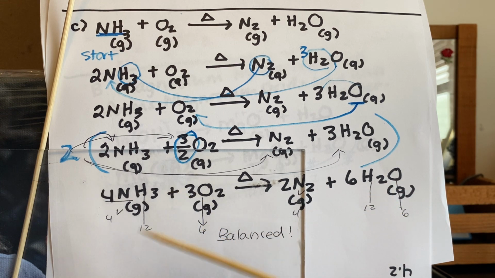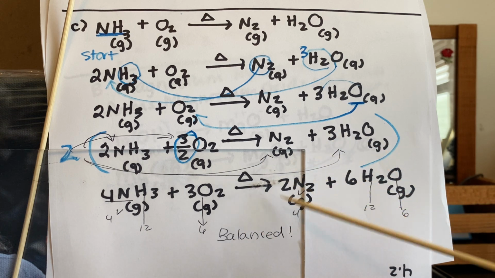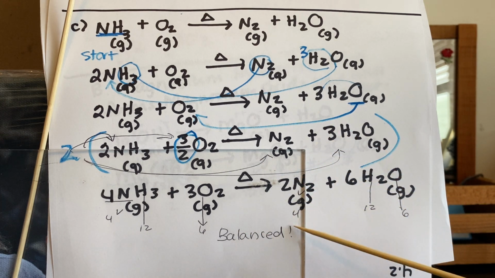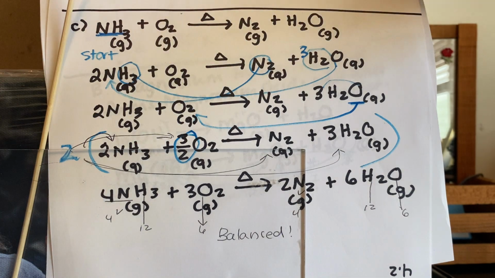So in the midst of all this, what we're going to see is we're going to have 4 ammonium molecules, and they react with 3 oxygens, producing 2 nitrogen atoms and 6 molecules of water. So see how that balanced out? That was kind of easy.